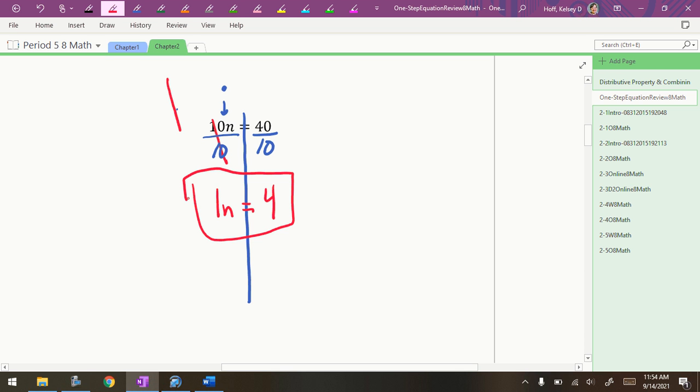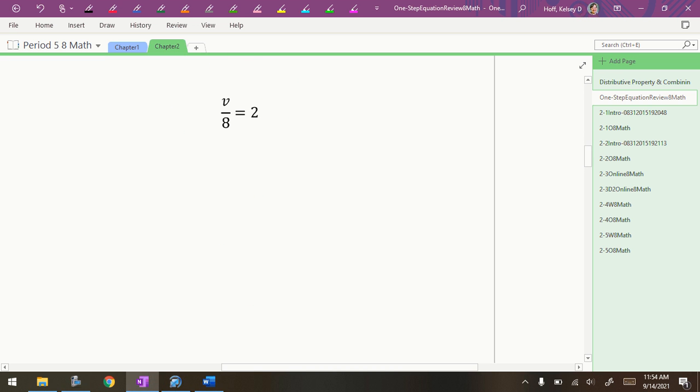When there's no sign in between them, that means you're multiplying. To undo multiplication, you need to divide. If we go down the column, I draw my equals bar.